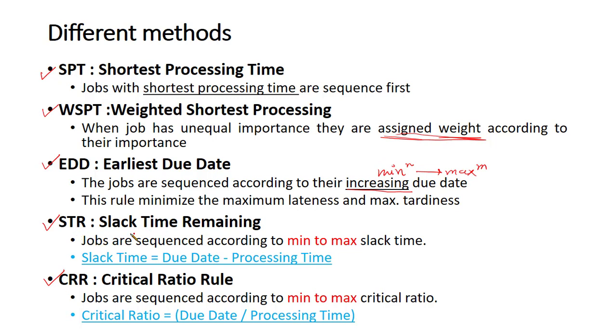STR, slack time remaining. The slack time is identified for all the jobs, which is due date minus processing time. Critical ratio rule. Critical ratio is found out for all the jobs, which is due date divided by processing time.